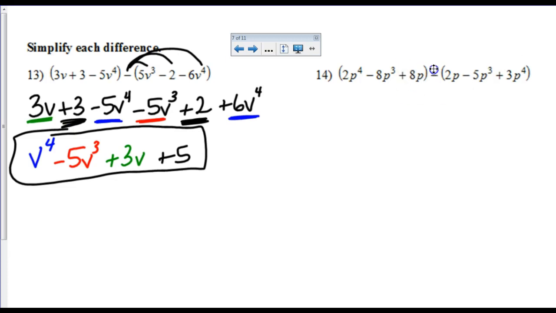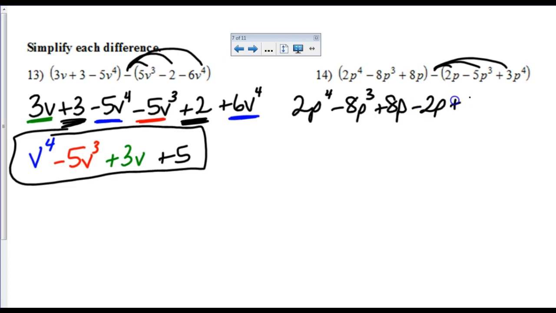So same thing here on 14. We're going to distribute the subtraction to everybody, and then we can lose the parentheses. So 2p to the fourth minus 8p to the third plus 8p does not change. But this becomes negative 2p plus 5p to the third minus 3p to the fourth.